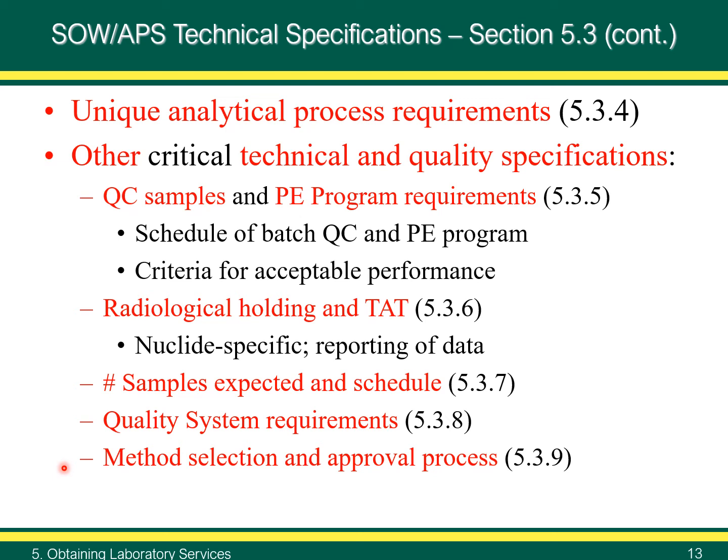And finally, MARLAP section 5.3.9 addresses the method, selection, and approval process. The method selection and approval process should be stated in the SOW. This includes the method validation requirements for each of the radionuclides and matrices and the acceptable criteria for each of those. Documentation requirements for method selection and validation should also be included, as well as the Technical Evaluation Committee's evaluation process for the method selection and validation.